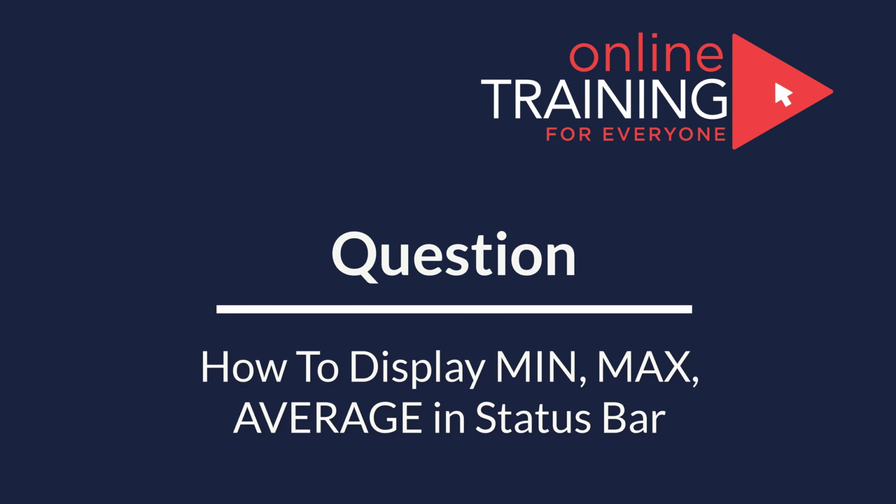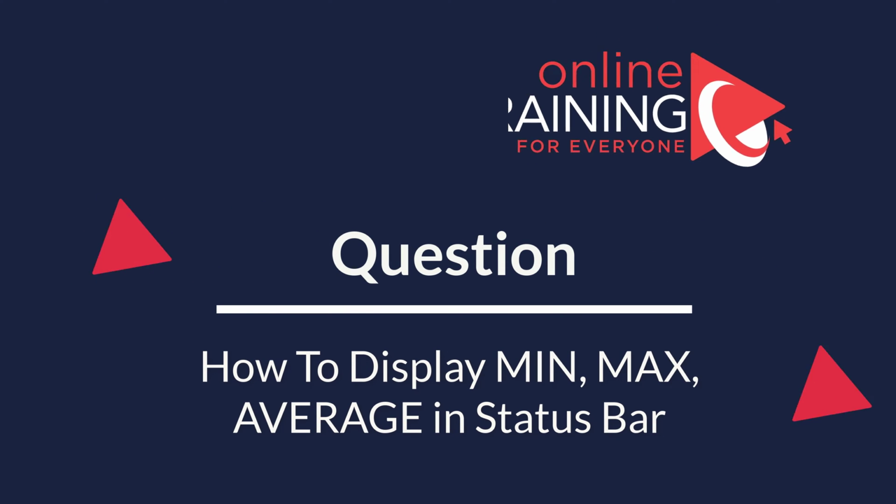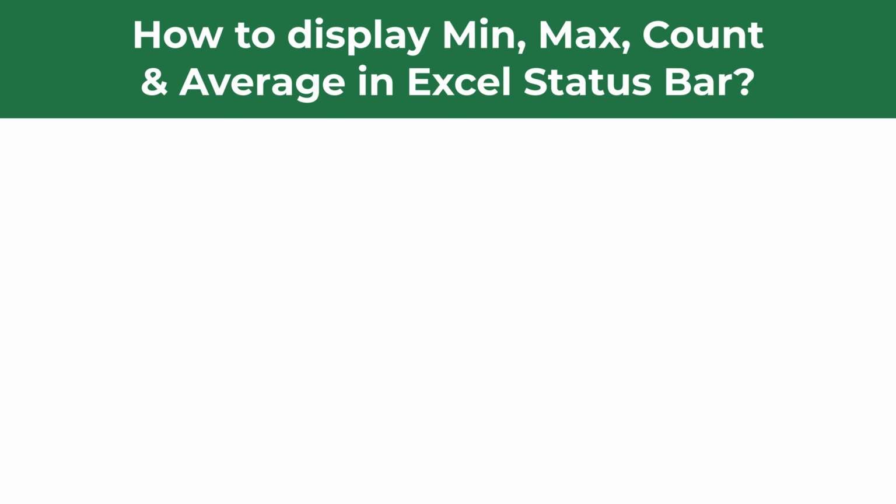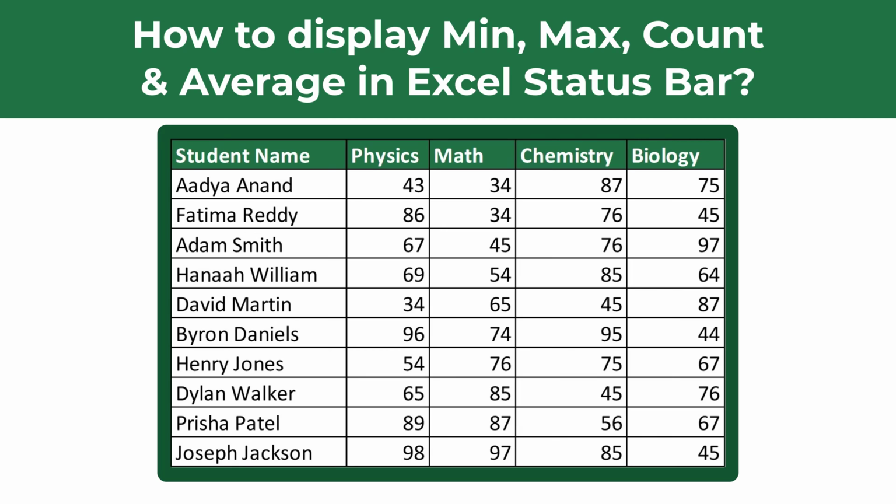Very frequently on the test, you get a question about usage of formulas in Excel. And sometimes you get questions on how to display data in the status bar. For example, let's look at the question, how to display minimum, maximum, count, and average in the Excel status bar. You are presented with the data set of the student grades, which displays student names and their grades in physics, math, chemistry, and biology. Do you know how to add auto calculations for their grades in the status bar?